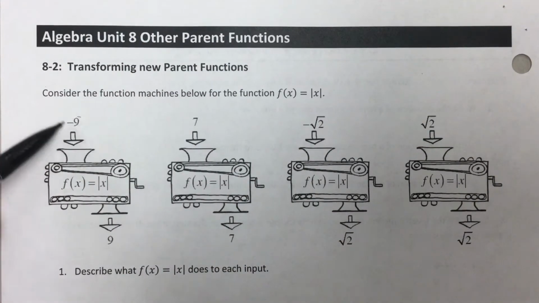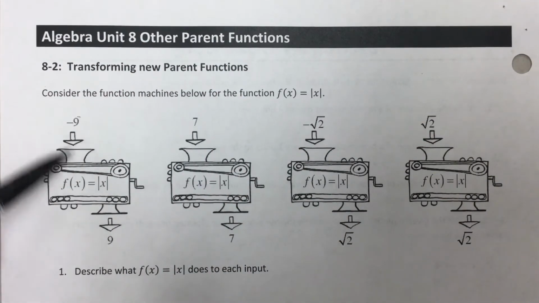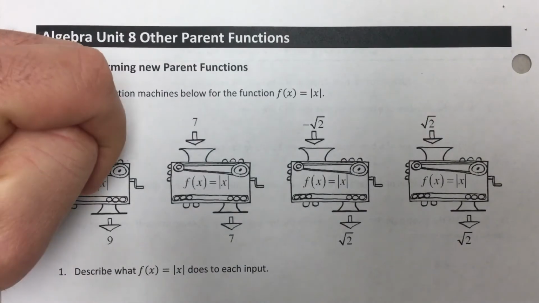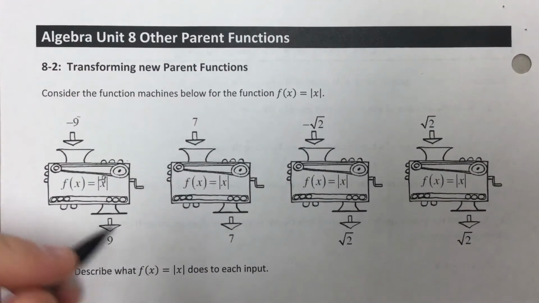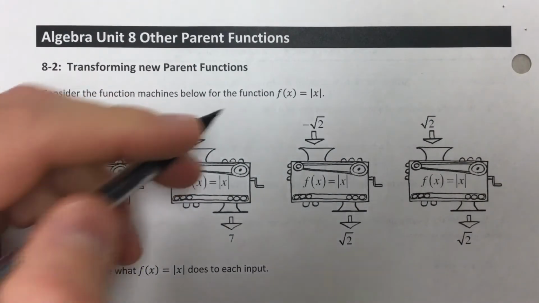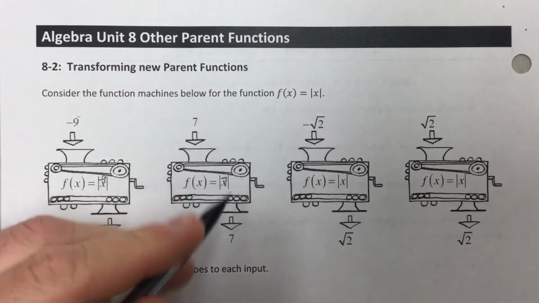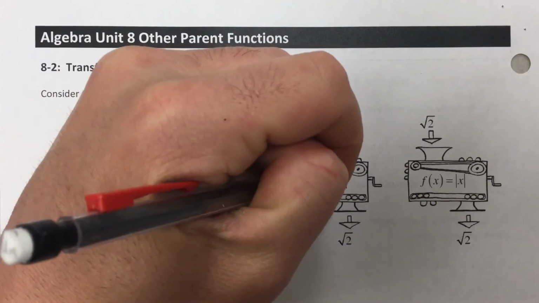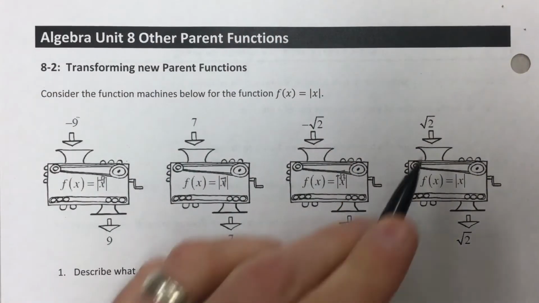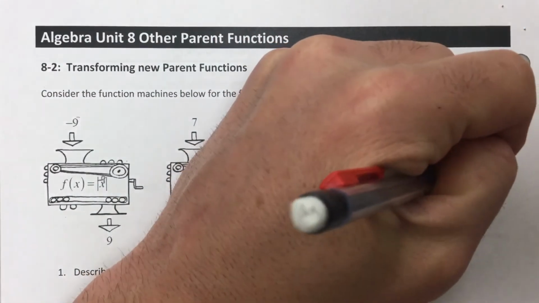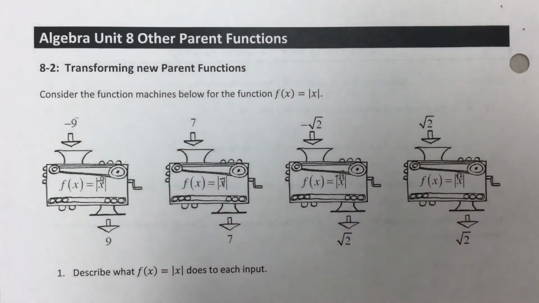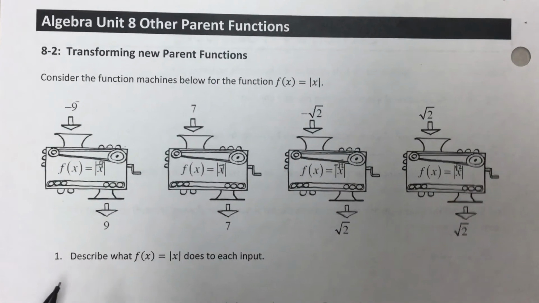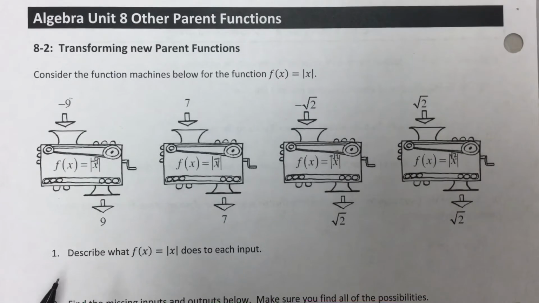So here, if I plug 9 into the absolute value, so the absolute value of -9 is positive 9. Here, 7 is coming in, so the absolute value of 7 is 7. The absolute value of negative square root of 2 is square root of 2, and the absolute value of square root of 2 is square root of 2. So what is happening to absolute value of x?